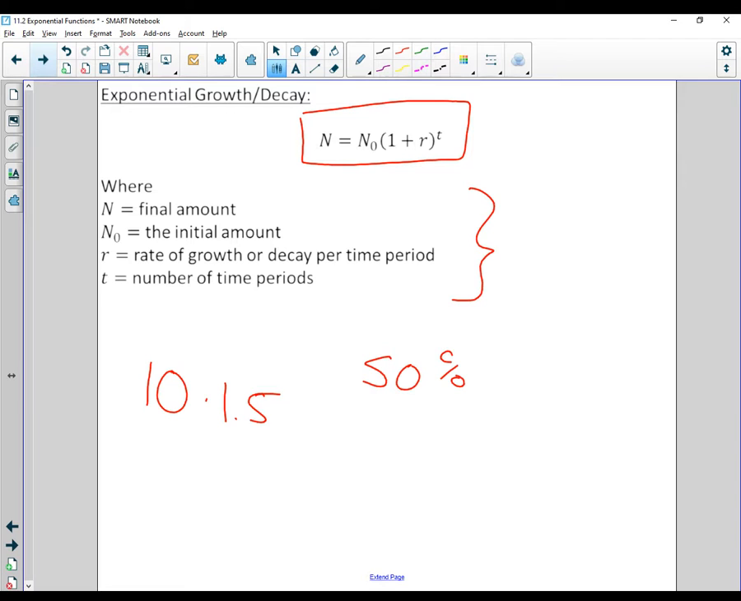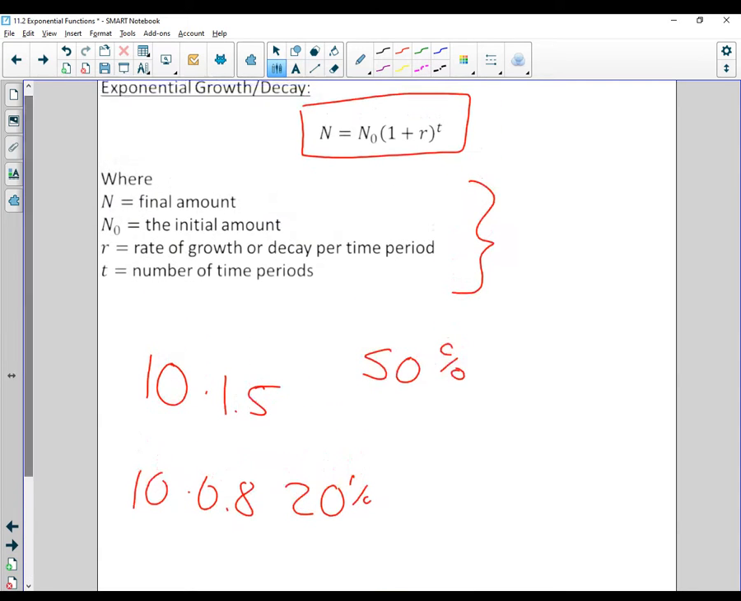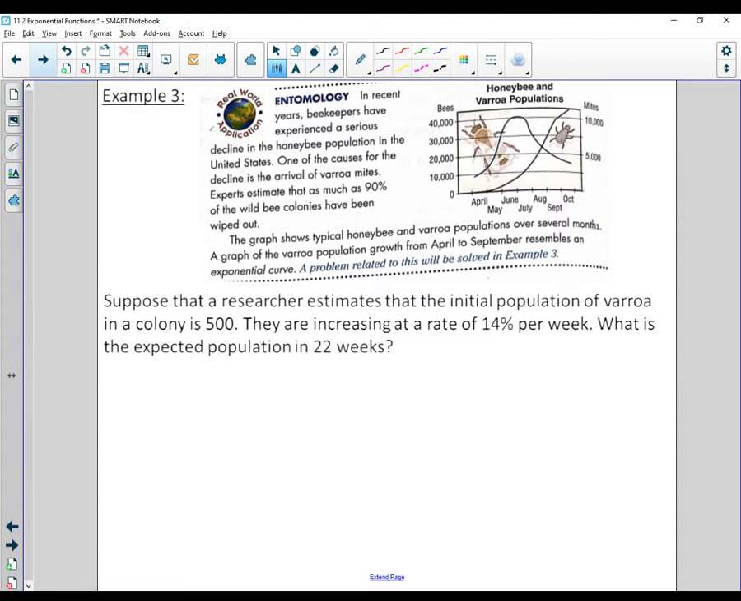And if it's decreasing by, I don't know, 20%, then you would multiply it by 0.8 to decrease it by 20%. That makes sense? Because then you only have 80% of what's there, or you decreased it by 20%. And so here it would be minus 0.2. So it makes sense.